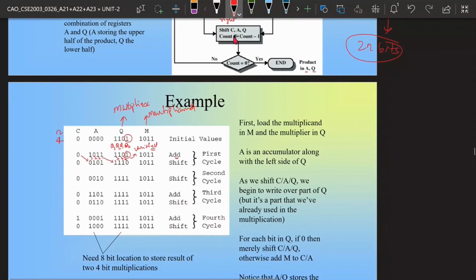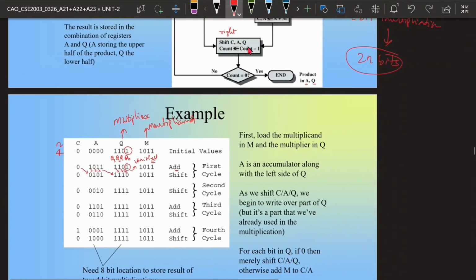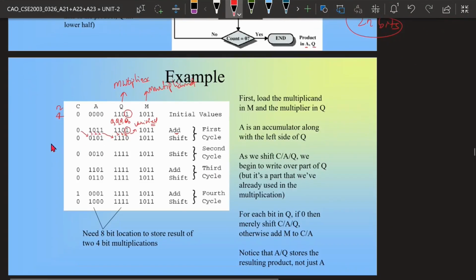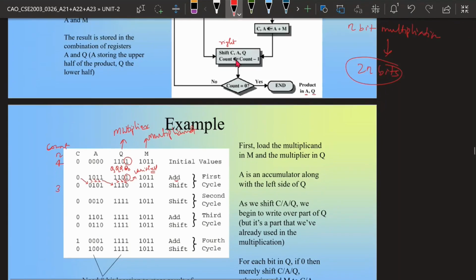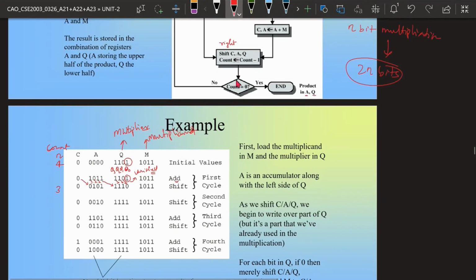After shifting, we need to count. Initially the count is 4, so we perform 4 minus 1 and store it into count. Now the count is 4 minus 1, that is 3. Once it is 3, we proceed to the next step.